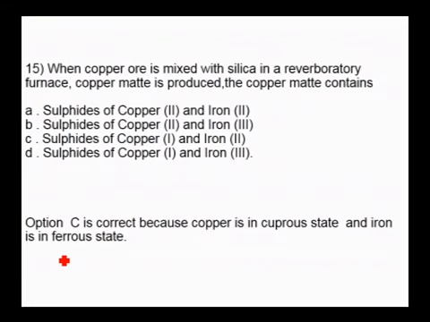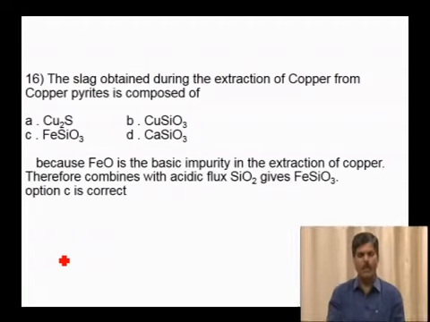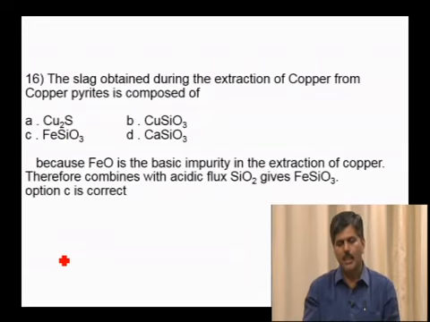So, now let us see the next question, the 16th question. The slag obtained during the extraction of copper from copper pyrites is composed of. Here they are asking what the slag is that is obtained when copper is extracted from copper pyrites. So, let us see the options. The 4 options are Cu2S, first one, the second one CuSiO3, the third one FeSiO3, the last one CaSiO3.